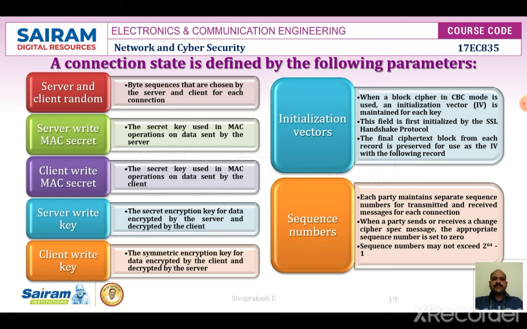And the sixth one, initialization vector. What actually is the initialization vector? When a block cipher in CBC mode is used, an initialization vector, IV value, is to be maintained for each key. This field is first initialized by the SSL handshake protocol. Thereafter, the final ciphertext block from each record is preserved for use as the IV with the following record. The seventh state of the connection state is the sequence number.